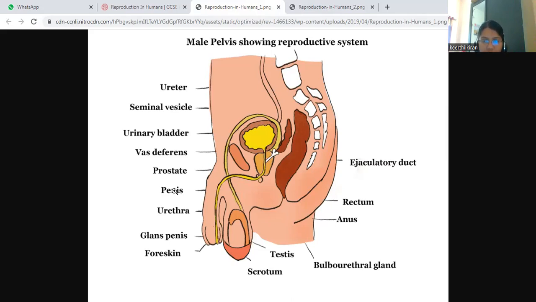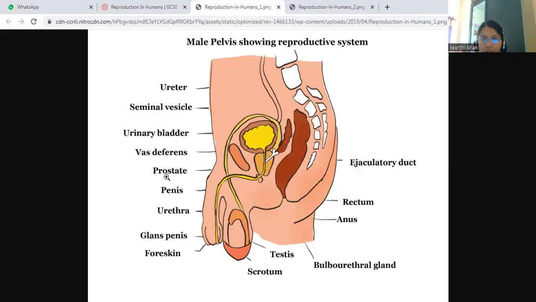Sperms are very small bodies that consist of a long tail and genetic material. That genetic material helps the baby to form with its own genetic makeup. And what is the purpose of the tail of the sperm? It is used to provide mobility or motility to the sperm germ cells. So that is the male reproductive system.